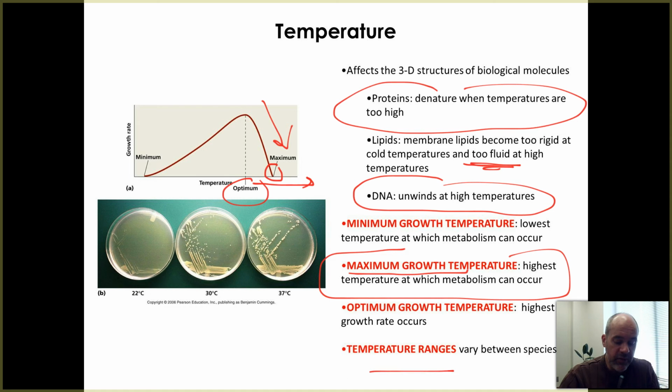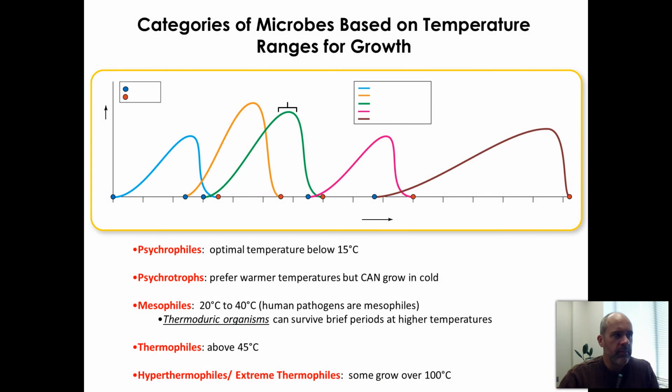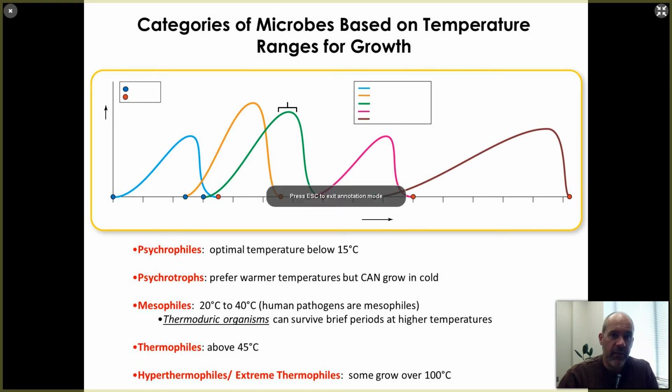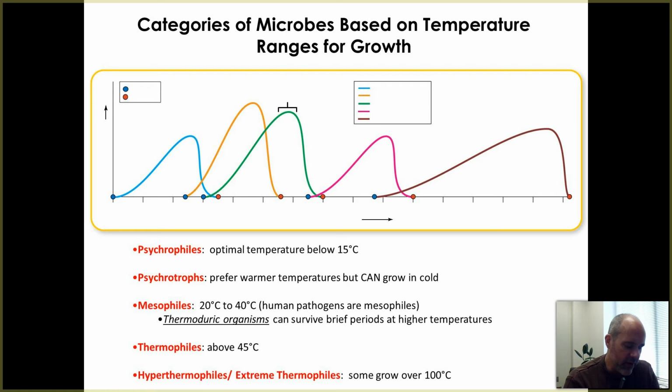All right, and so these temperature ranges are going to vary between species. Different microbial species will have different optimal, minimum, and maximum growth temperatures. All right, microbes can be divided up into different categories based on the temperature ranges at which they typically grow. And I see here on my diagram some of the labels came off of the PowerPoint, so I'm going to have to draw them in.